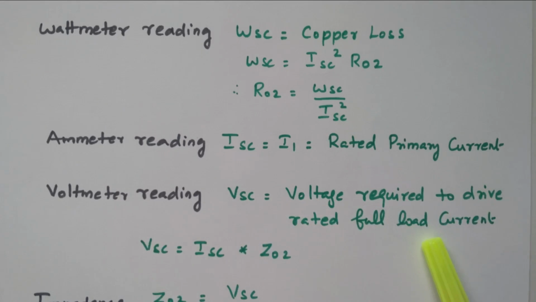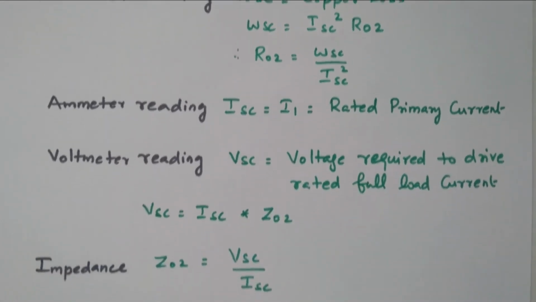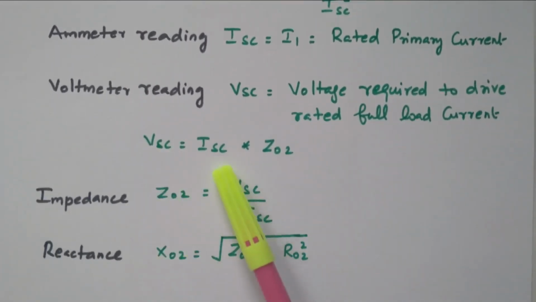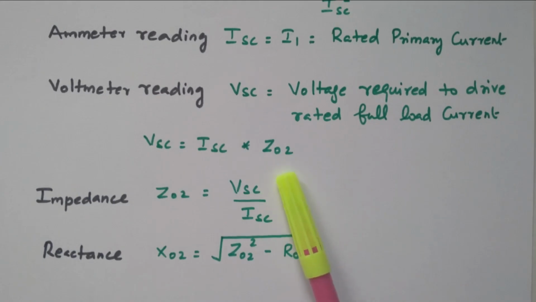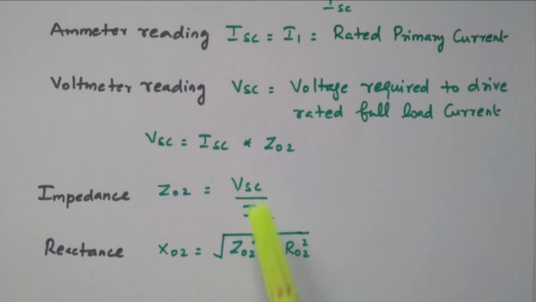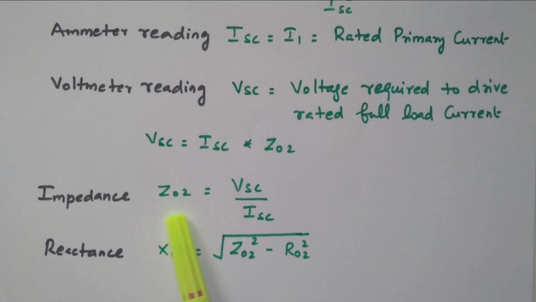What is the voltage while applying the full load current? It is VSC. So VSC equals ISC into Z02. The short circuit voltage equals the short circuit current into Z02, the impedance of the transformer. From that, Z02 equals VSC by ISC. By rearranging we can get it. So this impedance is also now calculated. The reactance: we already calculated the resistance and the impedance. From that we can calculate the reactance. X02 equals the square root of Z02 square minus R02 square. So we calculated the reactance also.